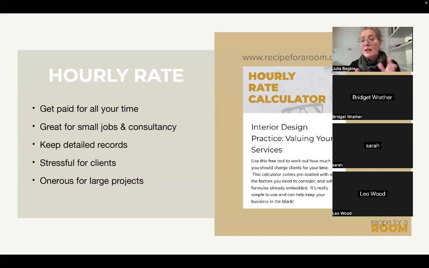Yes, so the hourly rate calculator, you can input your needs and your business model, and it will pop out a rate that you should be charging at the end.